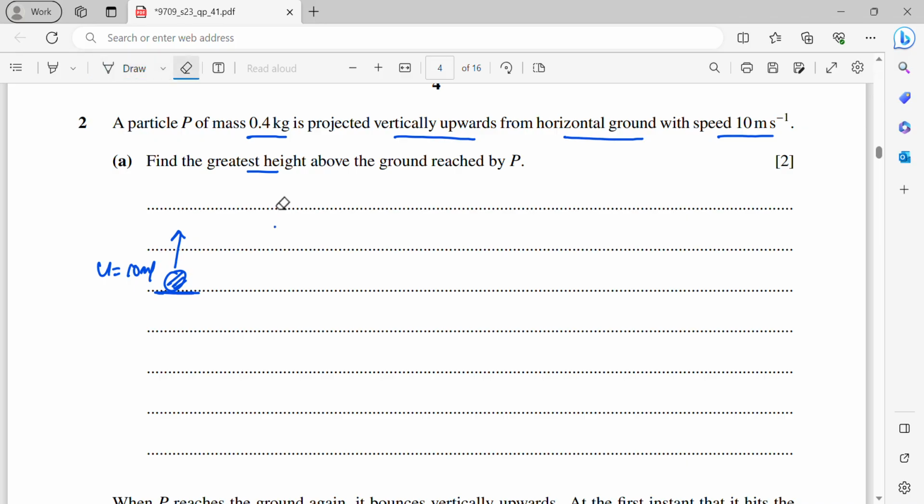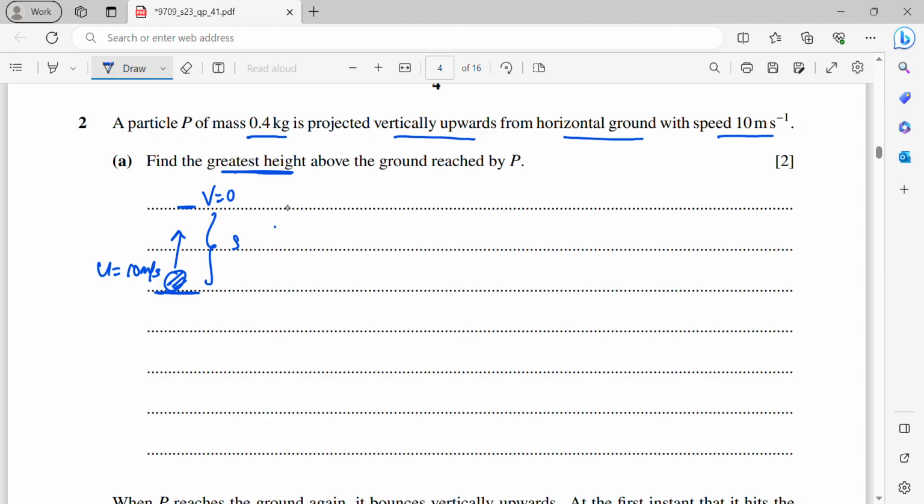Alright, so 10 meters per second. And then now you need to find the greatest height. So we know that when it reaches the greatest height, let's say here, the V will be 0. It will stop for a while. I let the greatest height be S. So here is S.